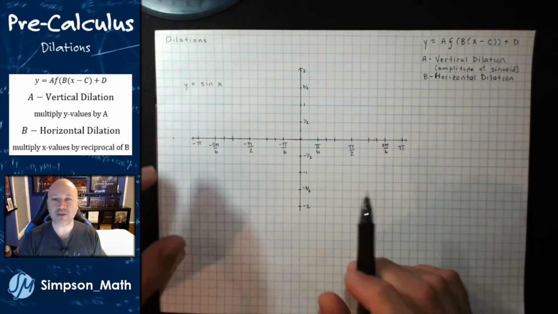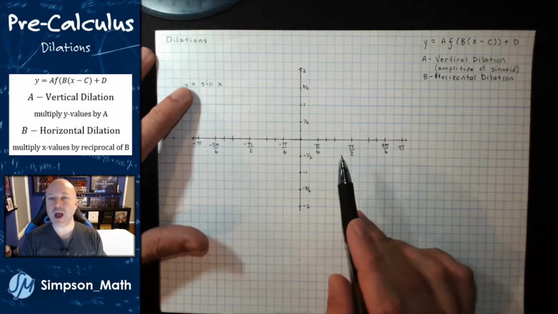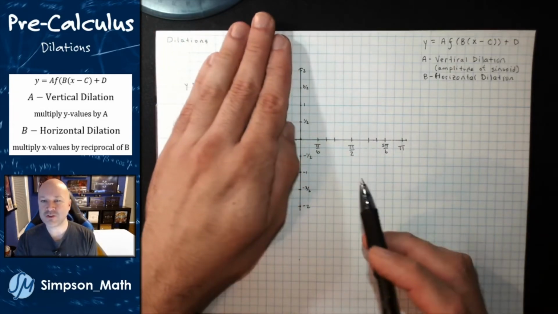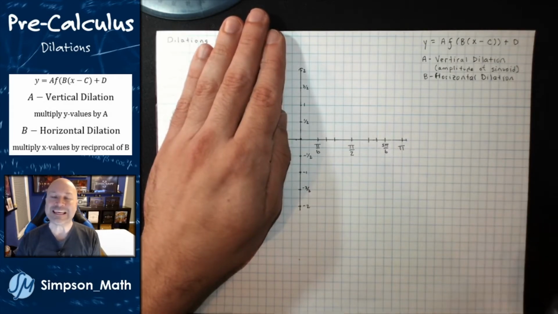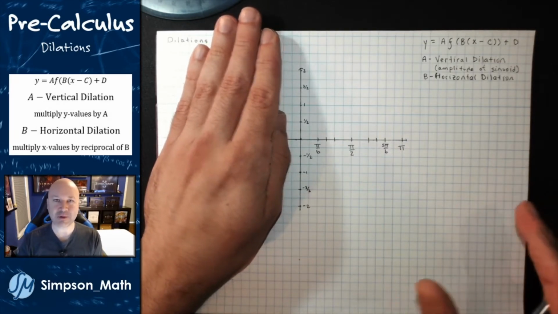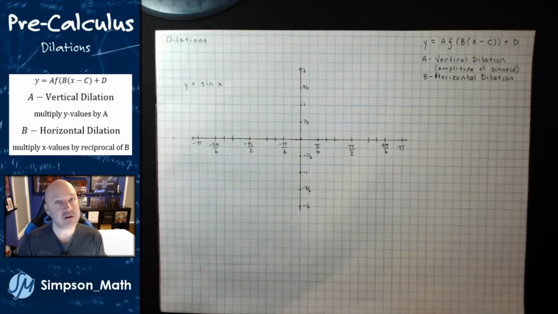I'm going to start off with a sine graph. And in the previous video, I graphed all of my trig functions starting at 0, and then I showed one period. In this video, I'm going to change things up a bit. I'm going to show that same period, but over a different interval.